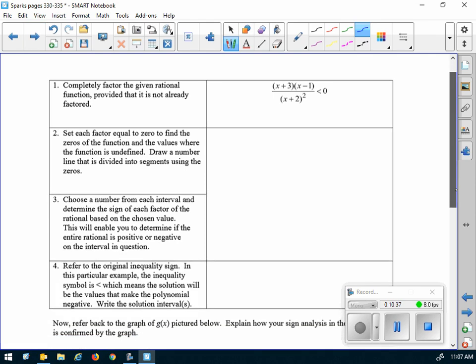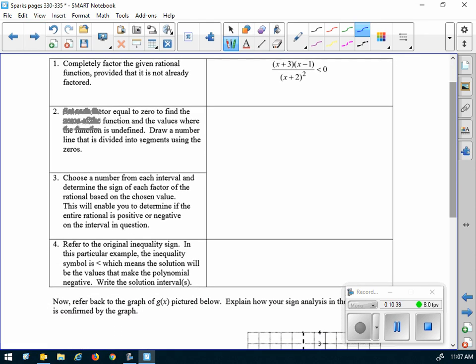All right, let's take a look at this one. Next page. We're going to solve this inequality, but notice it's just less than 0. It's factored already. Don't have to factor it.